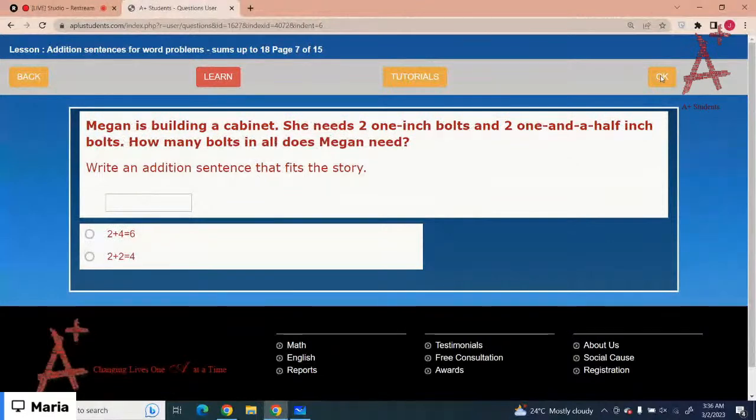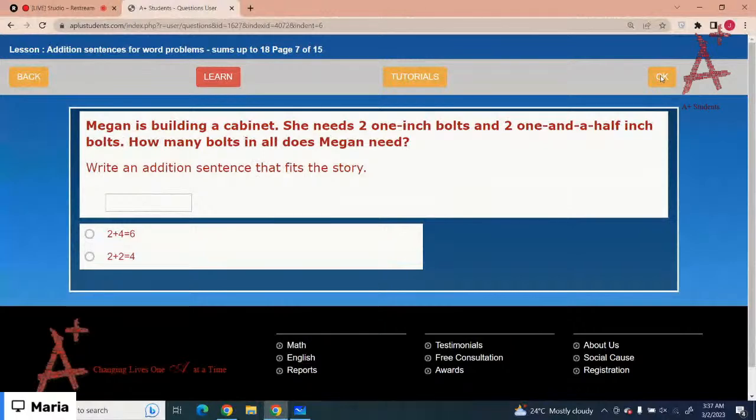Okay, Megan is building a cabinet. She needs two 1-inch bolts and two 1.5-inch bolts. How many bolts in all does Megan need? So you need to calculate the total bolts. You need to add the 1-inch bolts and the 1.5-inch bolts. So which option is the correct one? Option 1 or option 2? Yes, very good. Option number 2 is the correct option.